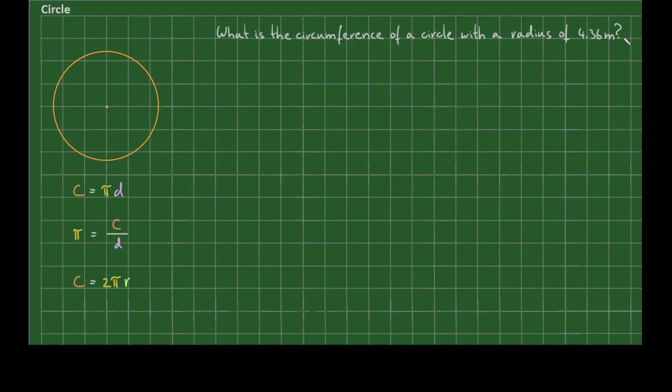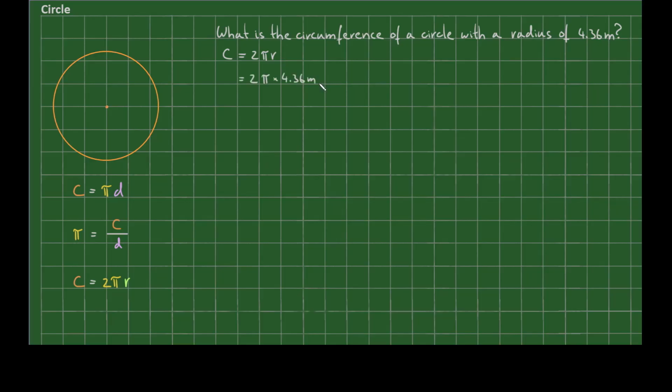The first example is asking me to determine the circumference of a circle with a radius of 4.36 meters. A good first step is to write the formula that we will be using. In this case, the formula for the circumference, c equals 2 pi r. Next, I'm going to substitute in for the radius.